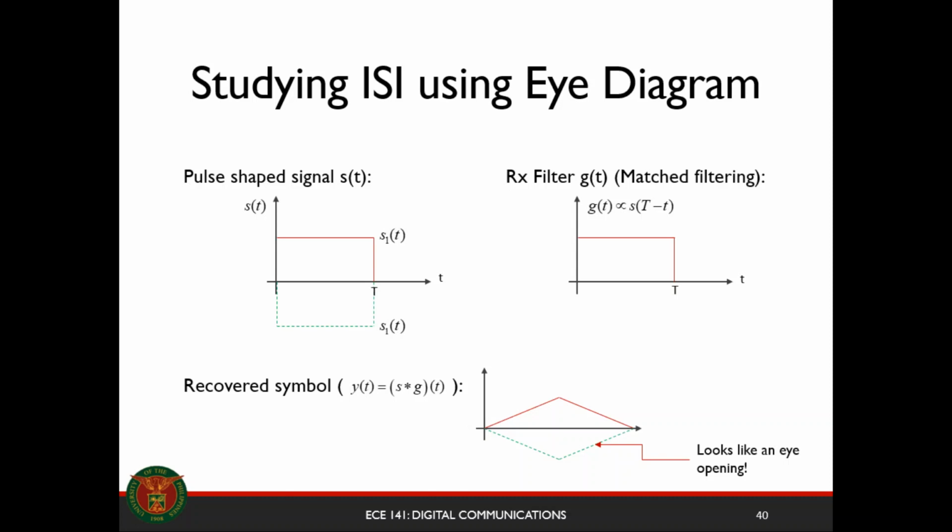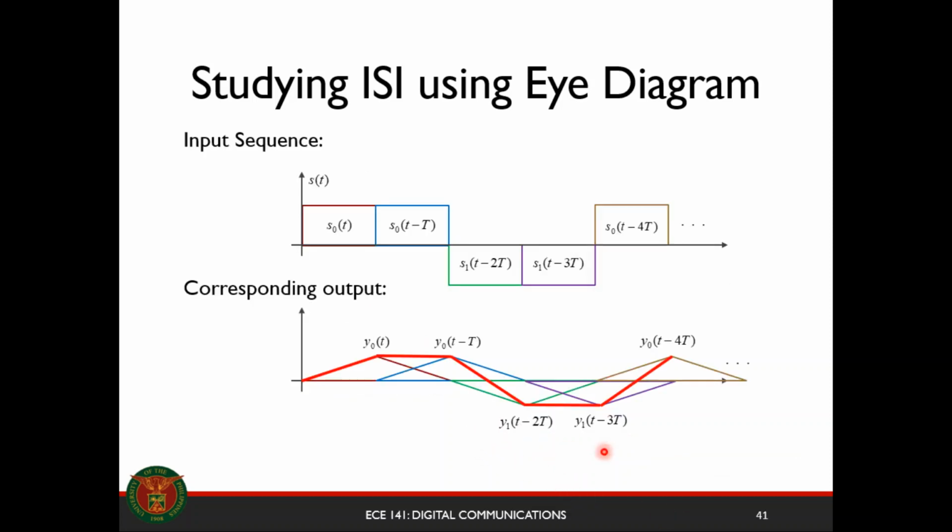So let's say we have a pulse-shaped signal S of t. Let's say it's a square wave. Assuming matched filtering, the recovered symbol looks like this. The red one is S1 of t, and S2 of t is the green one. Anyway, it looks like an eye opening if we superimpose the two plots at the same time. If we have this sequence of symbols transmitted, the corresponding output would look like this.